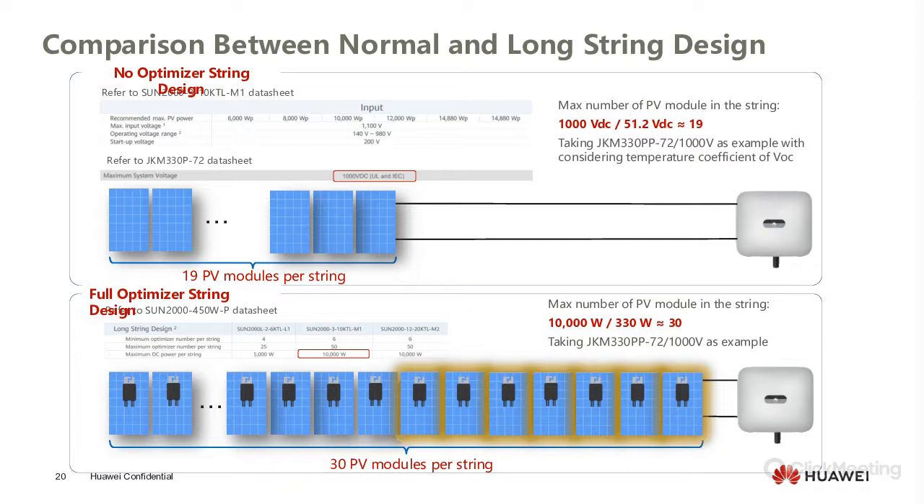Now, in order to maximize or increase that string input, what you can do is, due to installing the optimizers on the application itself, you are able to bring the string voltage lower, and in effect, you are able to connect more modules in series into a particular inverter. As you can see, without the optimizers, 19 modules per string is able to be adopted, whilst with the optimizers applied onto the project, you are able to achieve 30 modules per string.